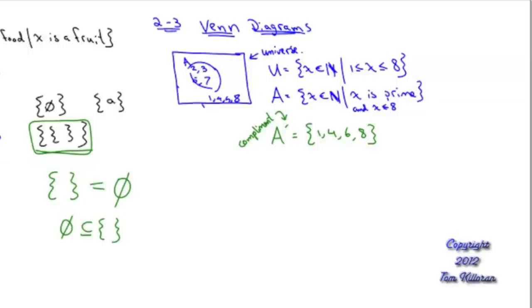How did we get the 1, 4, 6, 8 for not A? Well, the universe is 1, 2, 3, 4, 5, 6, 7, 8. I used up 2, 3, 5, and 7 inside of A. So that leaves me 1, 4, 6, 8. Why did you put 2, 3, 5, 7 in the circle? Because they're in A. A is the prime numbers less than 8. So you work from the bottom up. You work inside the sets first, and then whatever's left over, you put out in the universe.